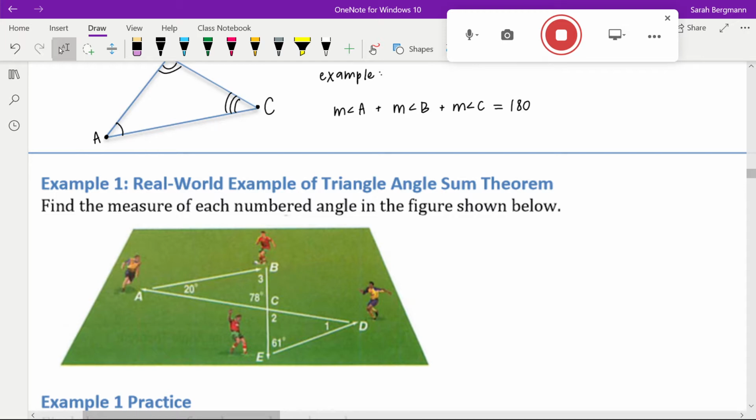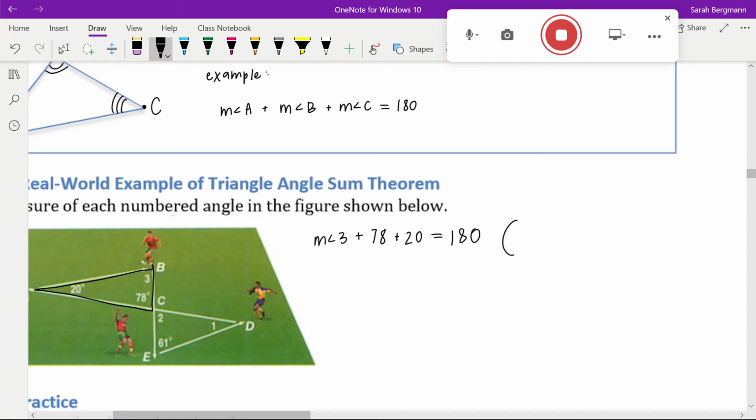It says find the measure of each numbered angle in the figure shown. Well, I see two triangles, triangle ABC and triangle CED. In triangle CED, there are two unknowns, angle 1 and angle 2. So let's start with triangle ABC. I'm only missing the measure of angle 3. So I know that I could write the measure of angle 3 plus 78 plus 20 must equal 180.